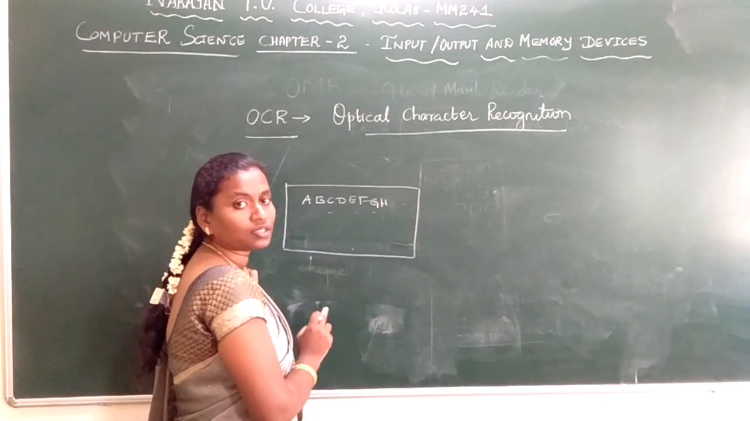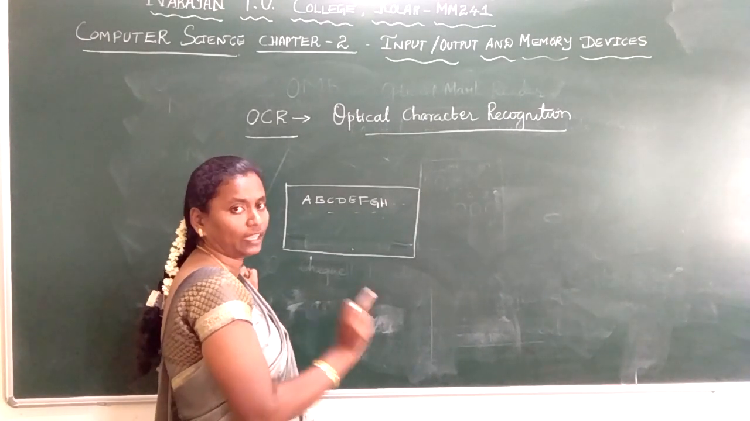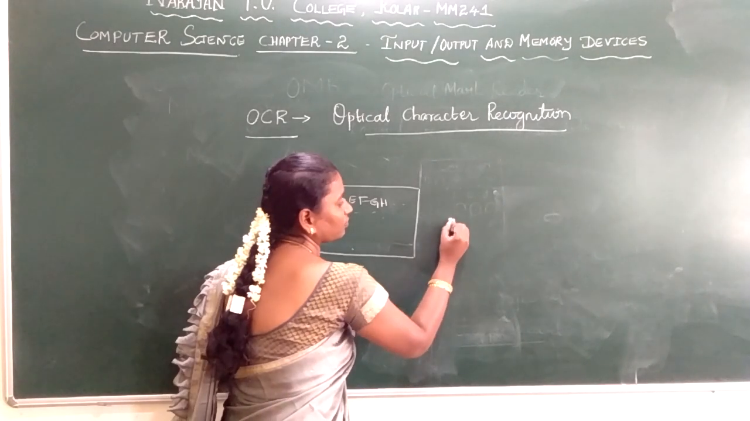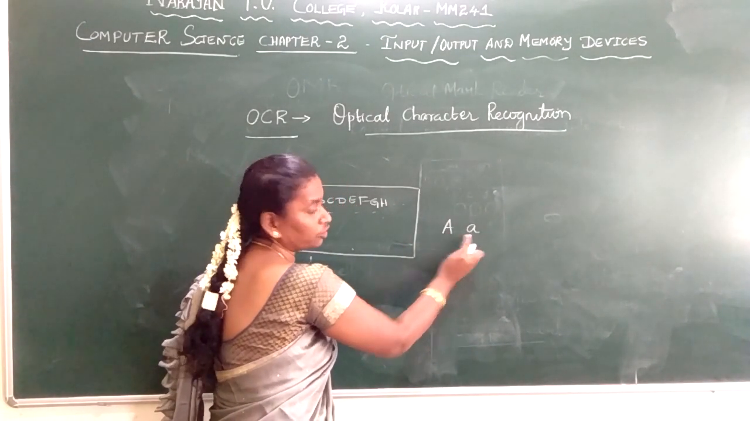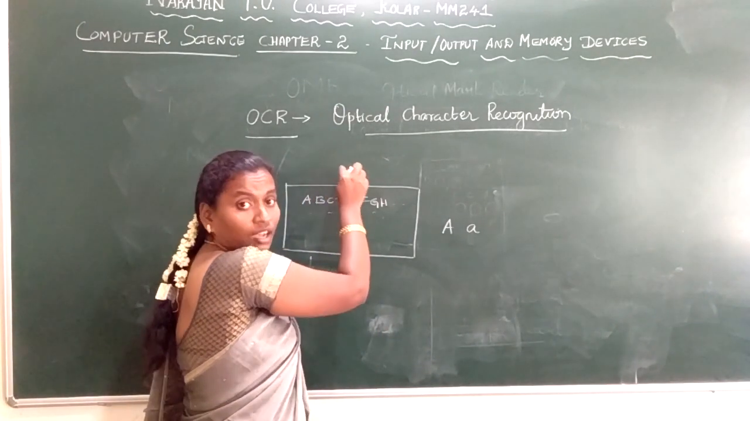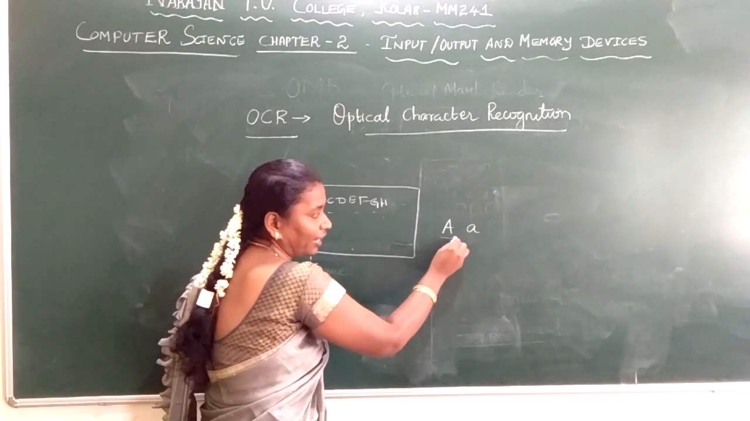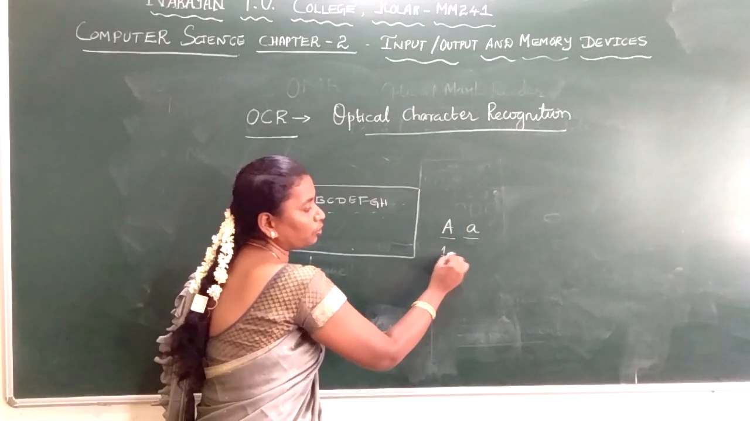How does this OCR work? They use a technology called artificial neural networking. They train the network. What is A? If I write A, both are A only, but this is capital, this is small. The OCR should learn. The artificial neural network will be trained to recognize the characters. It has to be trained to recognize the numericals.